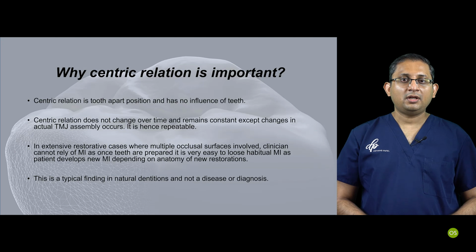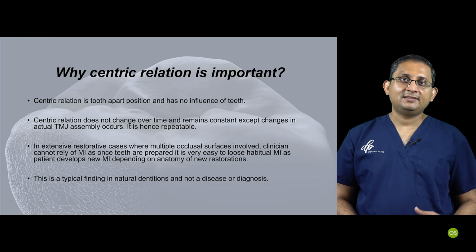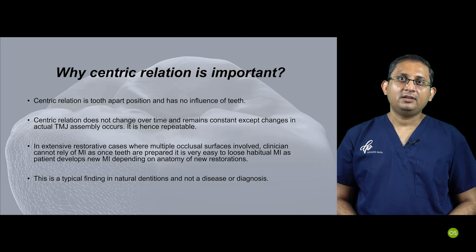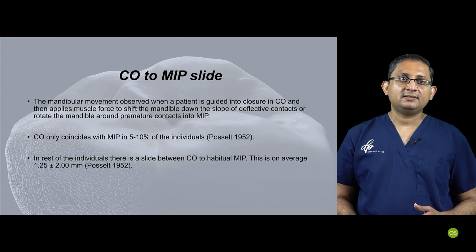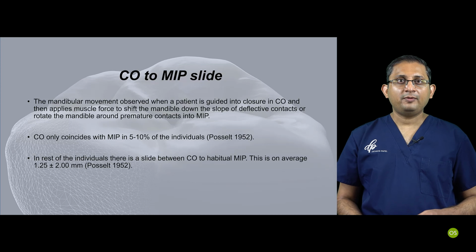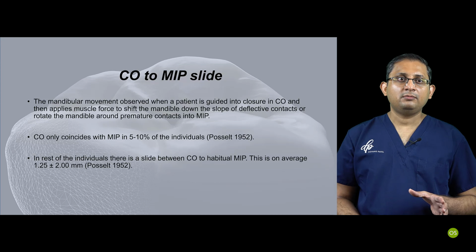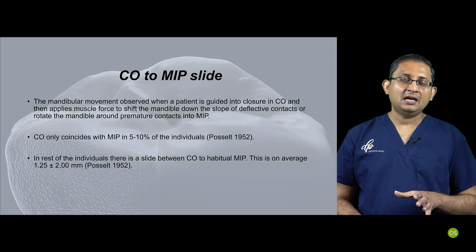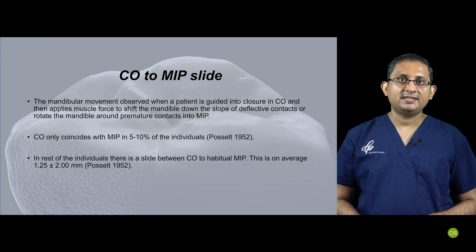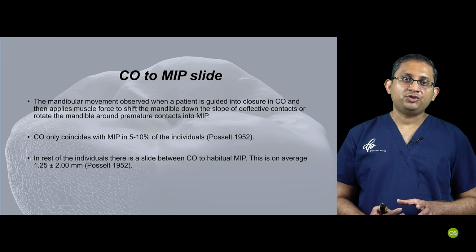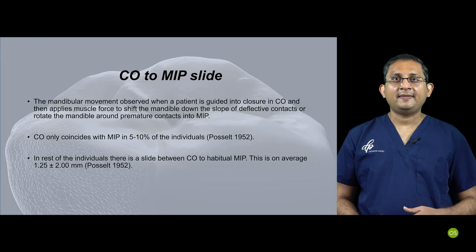Also, it's a natural position of patients to have, and it's not a diagnosis or a disease, as we discussed before. So now that you know CR, let's discuss what the CO to MIP slide is. As we discussed, when the mandibular movement happens, the jaw moves from CR and contacts the first point of contact, and that's called CO, and the jaw moves forward, and that's called MIP.